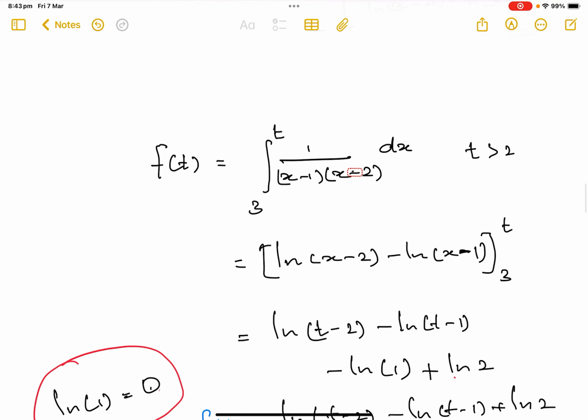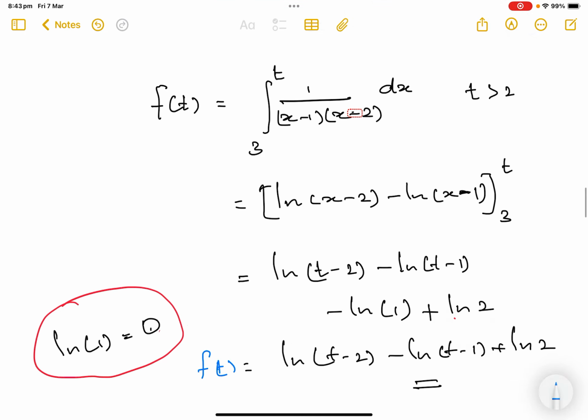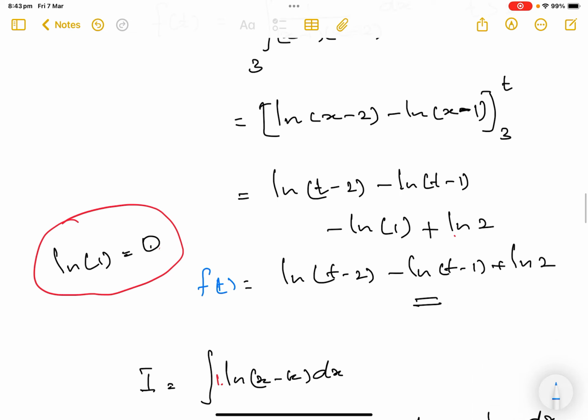Right, okay. f(t) is the integral from 3 to t of 1 over (x minus 1)(x minus 2). We know the integral from the first part: ln|x minus 2| minus ln|x minus 1|. Because we know the limits, we don't need to consider the c. Substituting t, ln|t minus 2| minus ln|t minus 1|, then substituting 3: 3 minus 2 is 1, so minus ln 1, minus minus plus, ln of 3 minus 1, which is 2, ln 2.